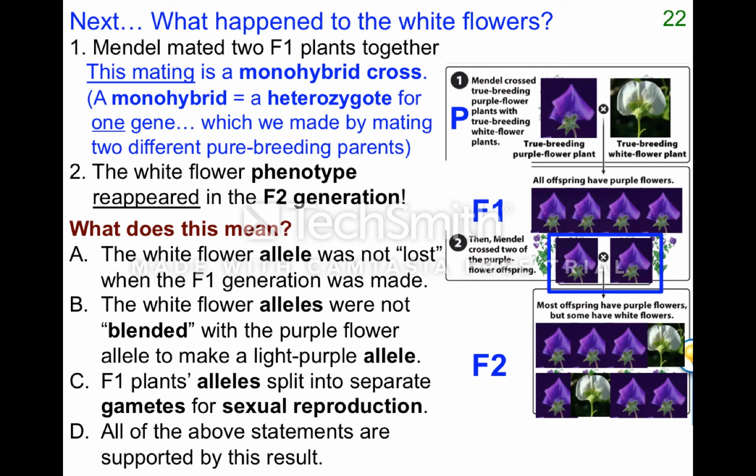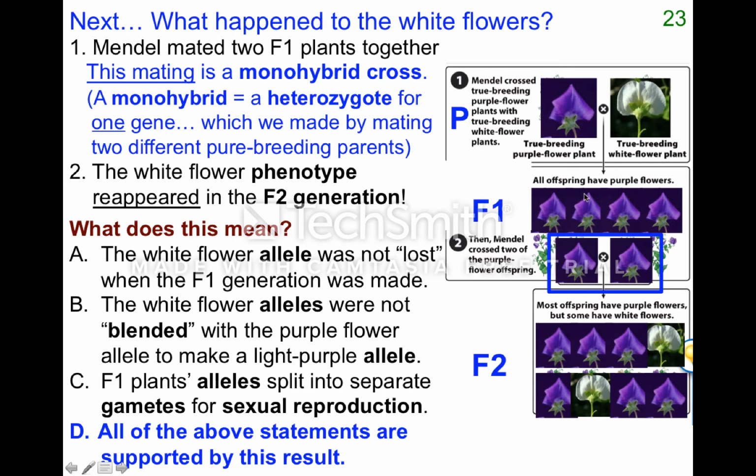Okay. So what does this mean? What does it mean that this white flower allele came back? Well, it tells us that all of the above is right. So some people looking at this might say, oh, the white flower allele was just weak, it's gone, it never comes back. So it wasn't lost in this F1 generation. Also, we didn't somehow blend these 2 types of genetic paint together and lose the white altogether, right? The white flower allele sticks around. But it also tells us not only did it stick around, when you're making gametes, the white and the purple separate so that it's possible to get 2 white alleles together to make a white flower offspring in this generation.